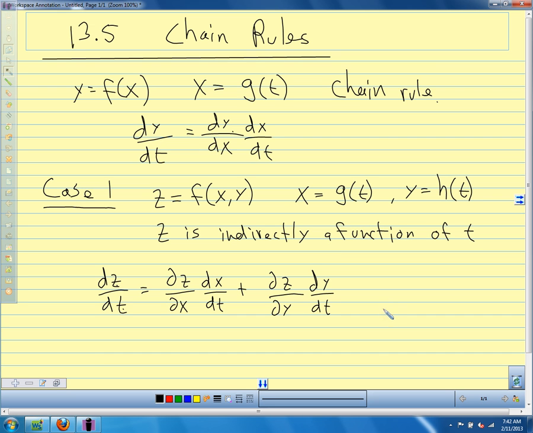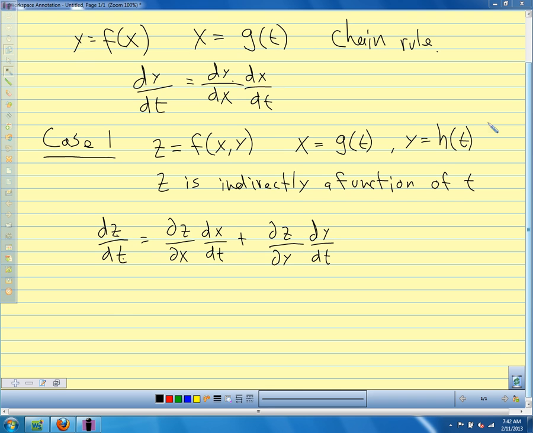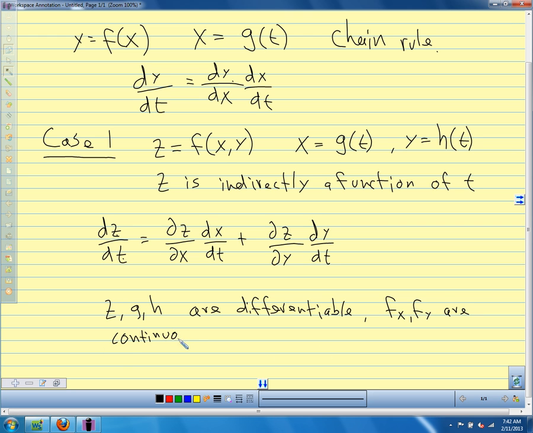Our assumptions here are that z, g, and h are all differentiable. The first partials are continuous. z being differentiable implies that f sub x and f sub y are continuous. So these are our assumptions for this chain rule. And again, this follows directly from what we talked about with differentials. Pretty straightforward, not really groundbreaking in terms of how we calculate these.